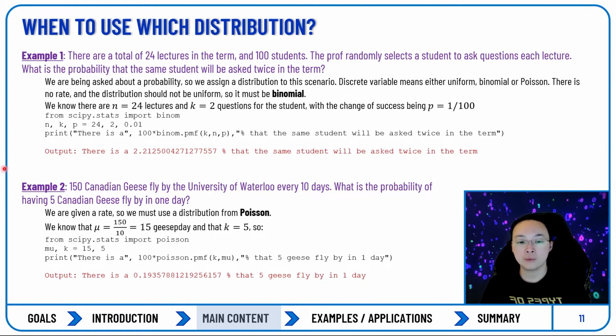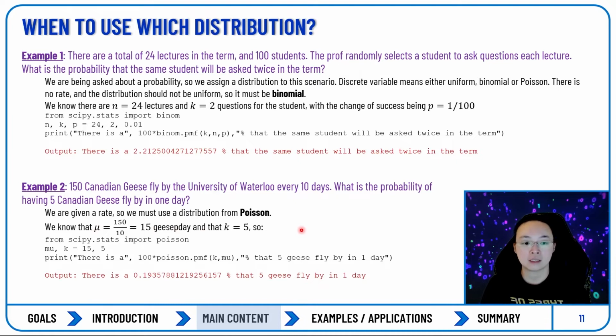Next example, we have 150 Canadian geese fly by the University of Waterloo every 10 days. What is the probability of having 5 Canadian geese fly by in one day? Now, this gives me a rate. It's not a rate that I'm trying to find like the previous one where I'm trying to figure out the probability of something happening twice. I'm already given a rate over here. 150 Canadian geese fly by the university every 10 days. So if I want to figure out the number of geese per day, I can just divide the 2 of them and I get an average number of 15 geese per day.